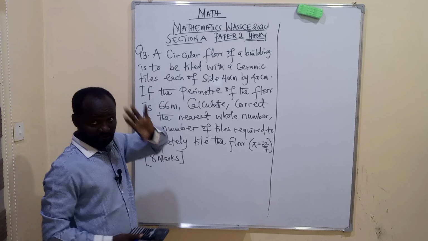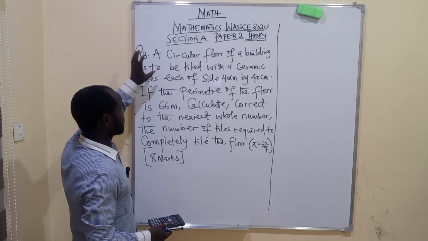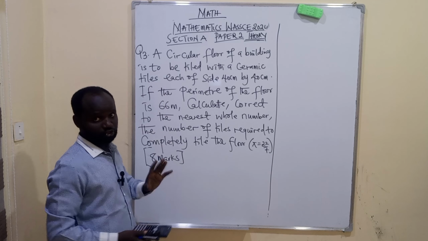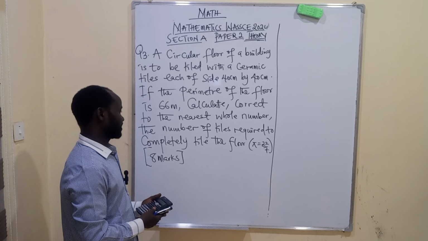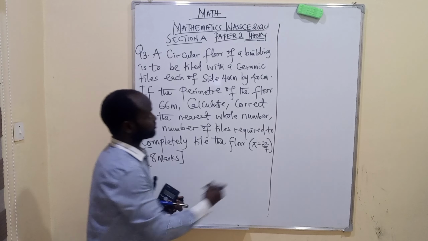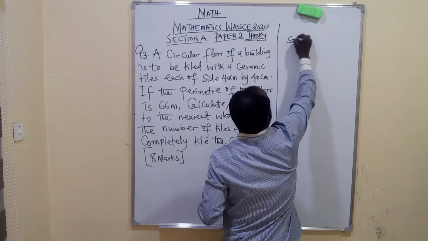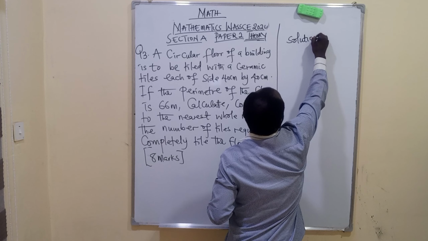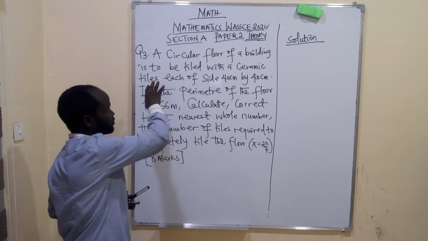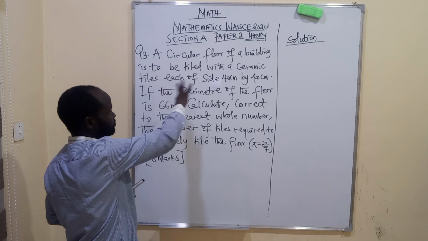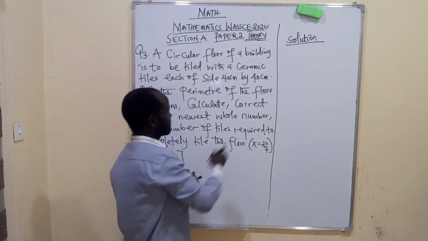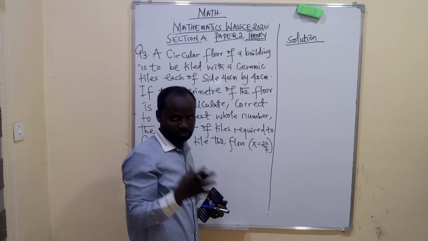Of course, the first thing for us to do is to identify which topic this question is from. This is from plane geometry. So let's look at how we can solve it. Solution now. We are told from the question that a circular floor of a building is to be tiled with ceramic tiles. Each tile is 40 cm by 40 cm.